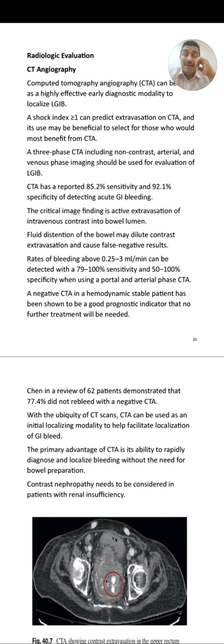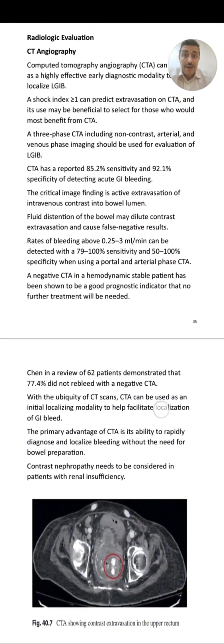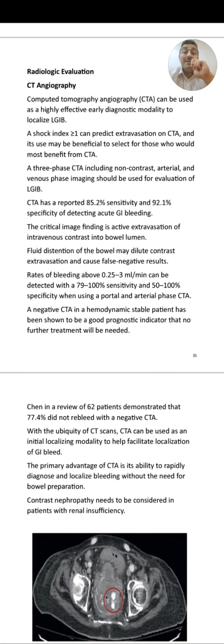And about the radiological evaluation, we are mainly talking about two modalities: the CT angiography and the catheter-based angiography. About the CT angiography, actually it is diagnostic. As we mentioned above, we use it in patients who are usually hemodynamically unstable with shock index above 1, and this is associated with the finding on the CT. If the index is above 1, it's more likely to find extravasation. It has an advantage over the colonoscopy, that it doesn't need bowel preparation.